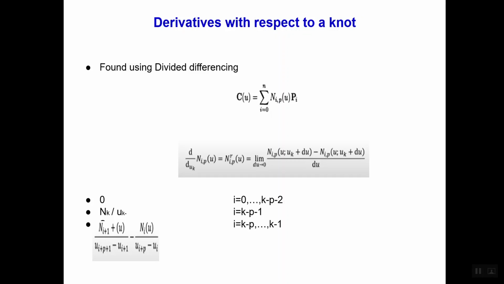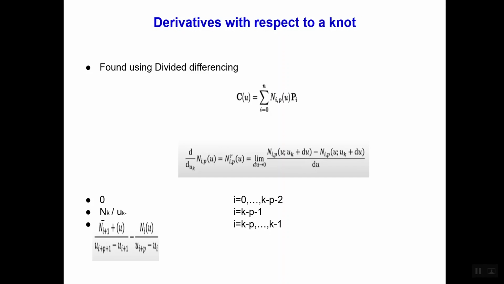For calculating derivatives with respect to a knot, we use divided differences on the basis function. After that, we get this equation. For a curve, it has to be a right derivative, where u_k is a knot of multiplicity.